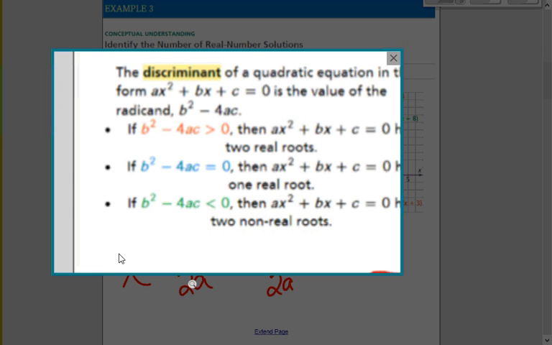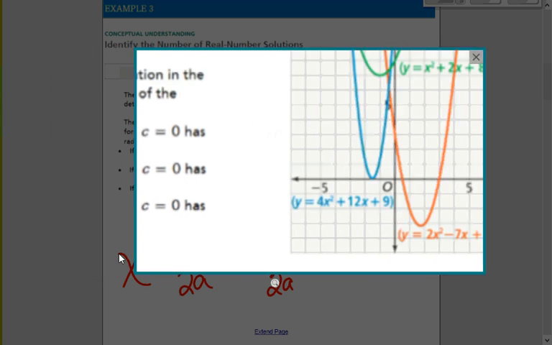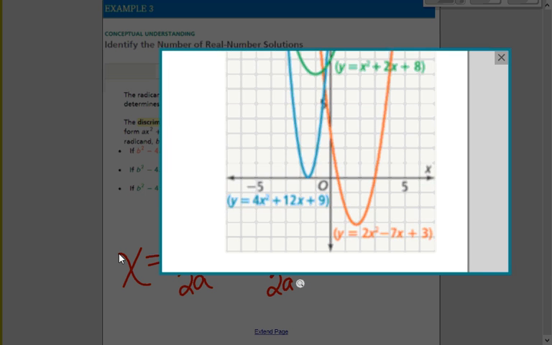The second one, where b squared minus 4ac equals 0, says the parabola would have one real root, and that would look like the blue one that we see over here. One real root. It just comes down and touches the x-axis in one real spot, one location.